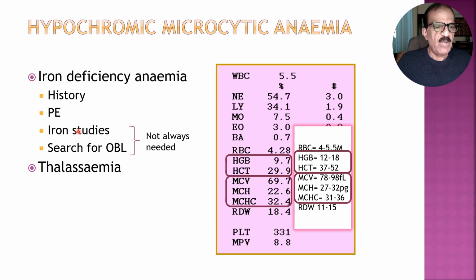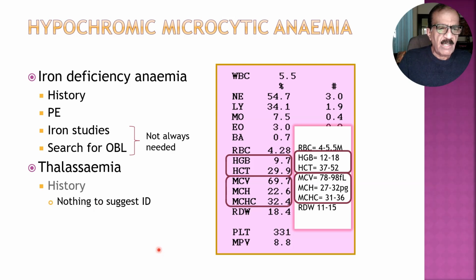Second possibility, if you have a picture of hypochromic microcytic anemia, the second possibility is thalassemia. First of all, history would be important, and thalassemia usually runs in the family. But surprisingly, sometimes the parents are diagnosed as case of thalassemia straight after the index case is diagnosed. If there is nothing to suggest iron deficiency, then you should suspect thalassemia, and there is family history of thalassemia. So these are two situations where you would suspect thalassemia as a cause of hypochromic microcytic anemia.